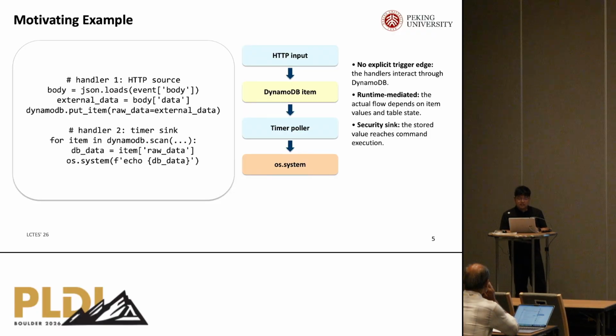This example is small, but it captures the same pattern we observe in real applications. Data is stored by one function and consumed later by another function whose trigger is not explicitly linked to the first one.